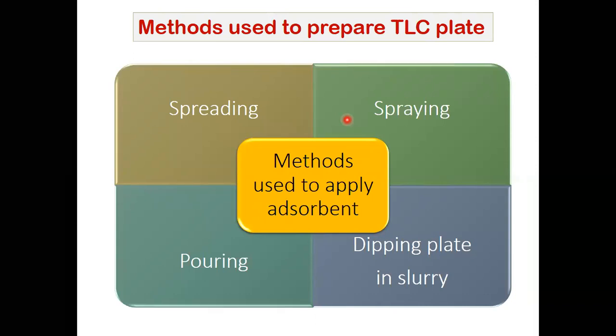Methods used to prepare TLC plates. Generally, 4 methods are used to apply adsorbent on the glass support plate or TLC plate: spreading, spraying, pouring, and dipping the plate in slurry.